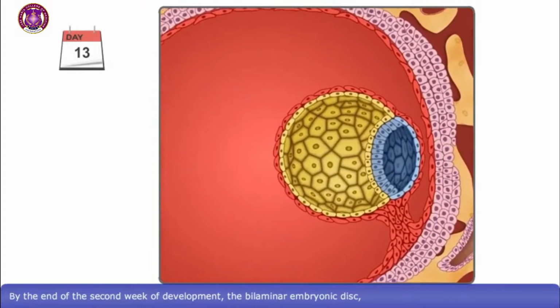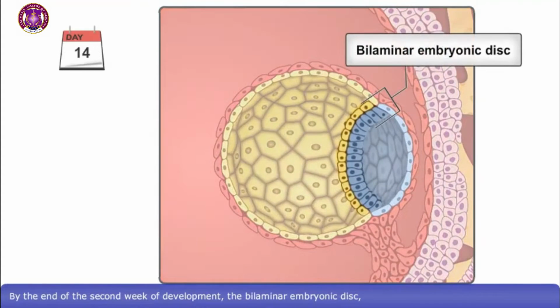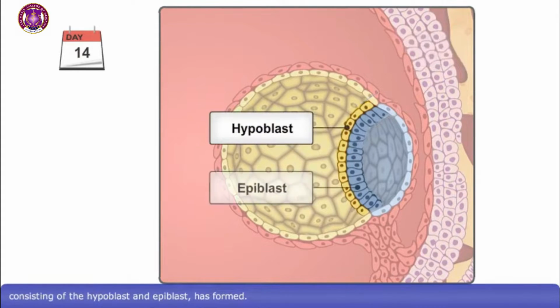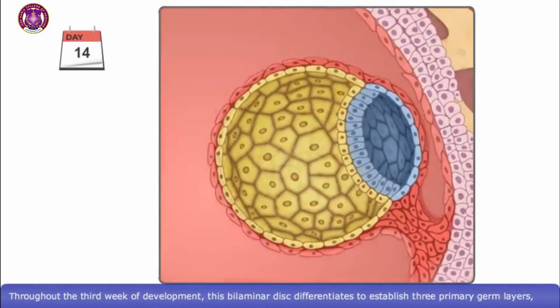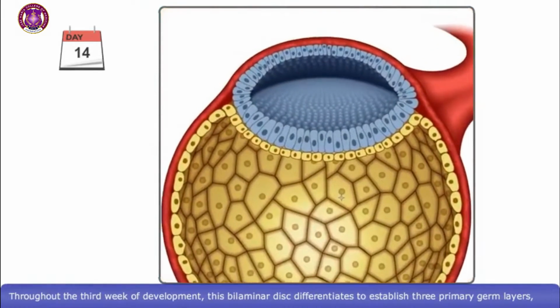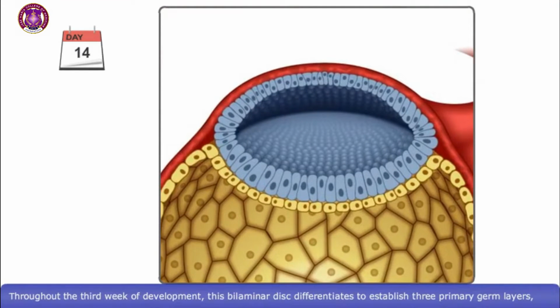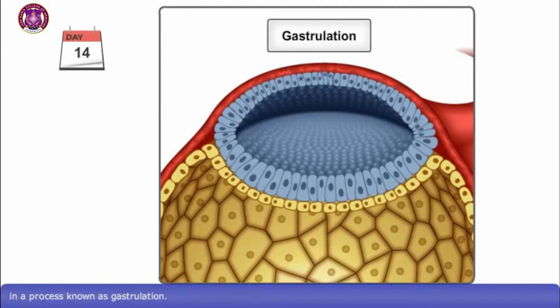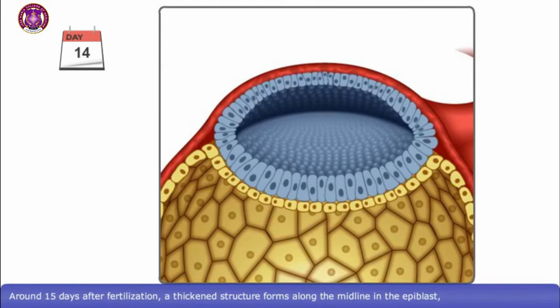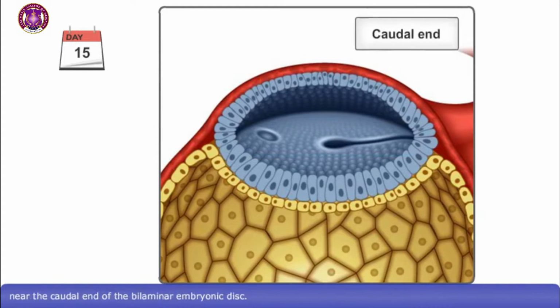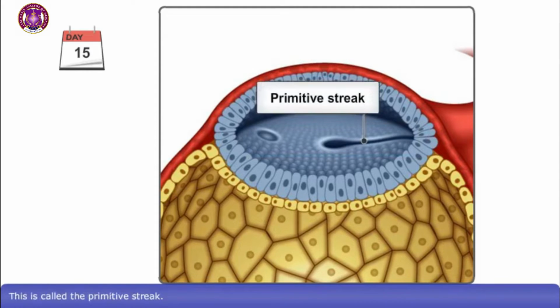By the end of the second week of development, the bilaminar embryonic disc, consisting of the hypoblast and epiblast, has formed. Throughout the third week of development, this bilaminar disc differentiates to establish three primary germ layers, in a process known as gastrulation. Around 15 days after fertilization, a thickened structure forms along the midline in the epiblast near the caudal end of the bilaminar embryonic disc. This is called the primitive streak.